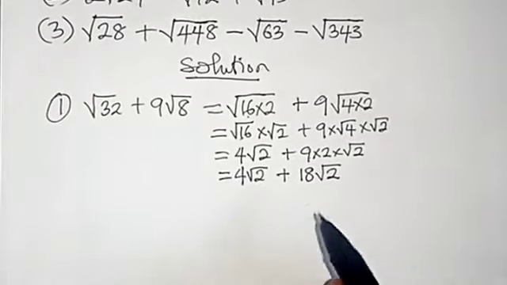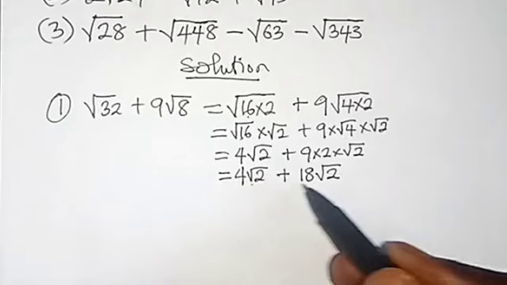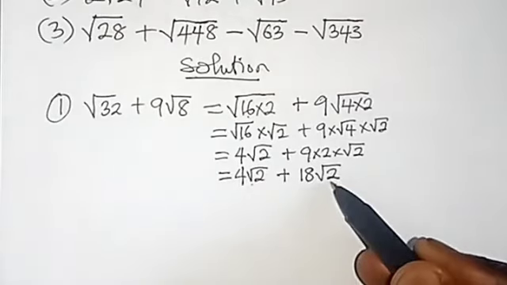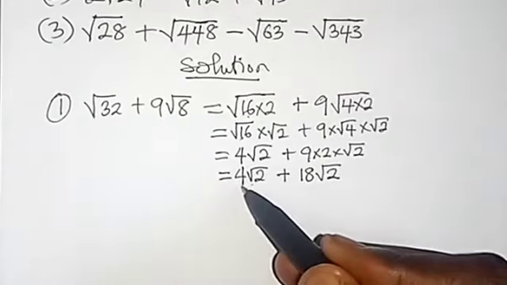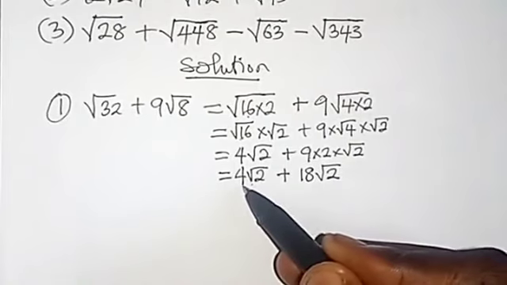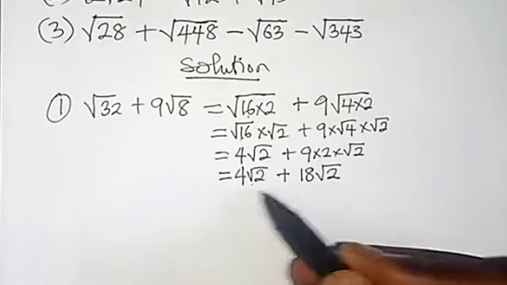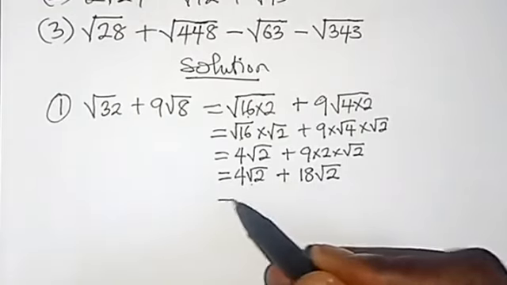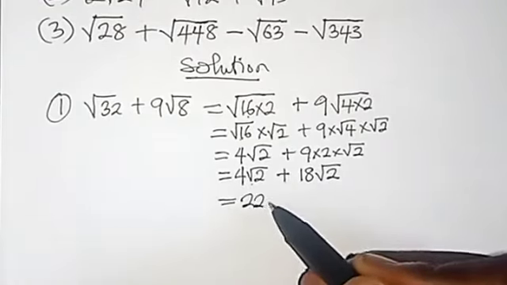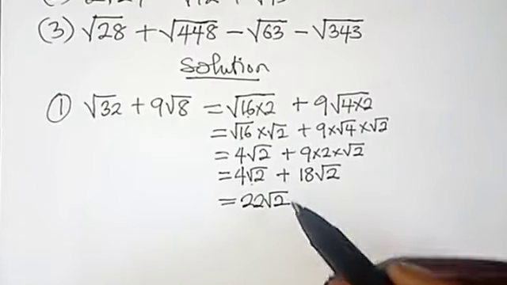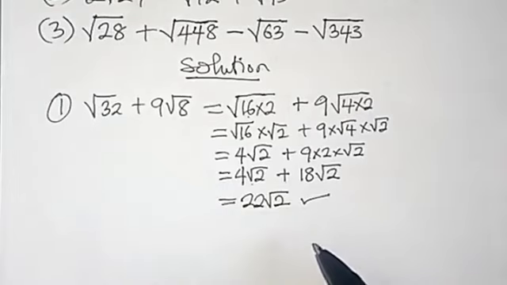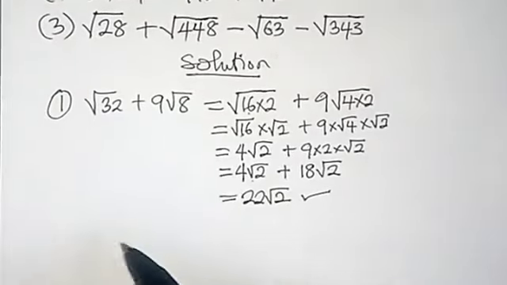Now if you look at this problem, we have similar surds. This root 2 and this also root 2. So we sum up the constants, the numbers outside here. So 4 plus 18, I'm going to have 22. Then I'll put my root 2 there. So this will be my final answer for this. So let's pick the second one.